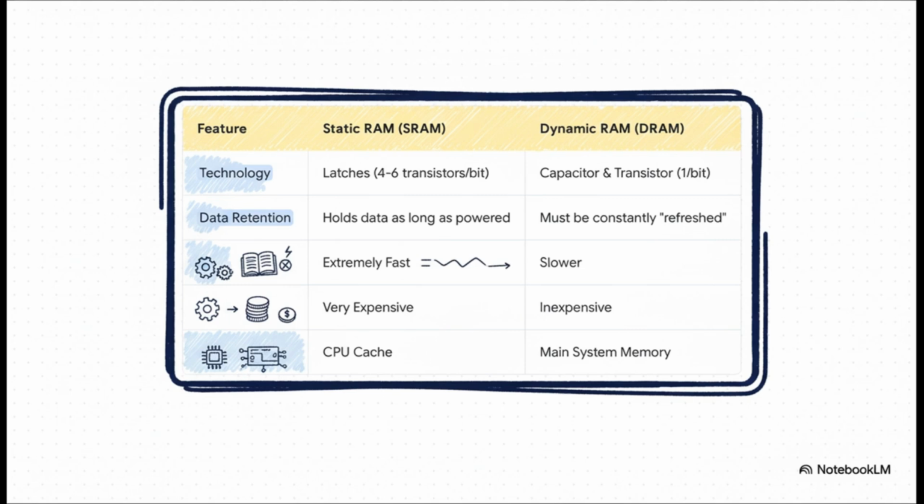So what's the result? A clear trade-off. SRAM is crazy fast, but it's expensive and bulky. DRAM is slower, but it's cheap, and you can pack a ton of it into a small area. And that is why every computer uses both. A small, pricey, lightning-fast chunk of SRAM as a cache right next to the processor, and a huge, cheaper block of DRAM for its main system memory.